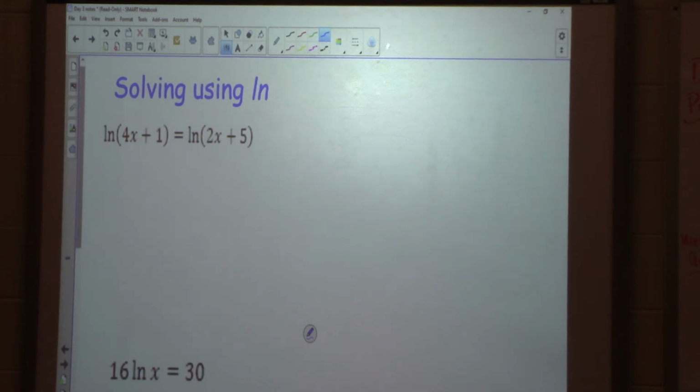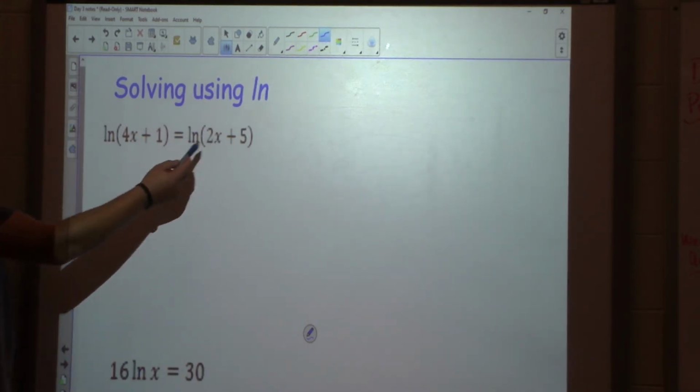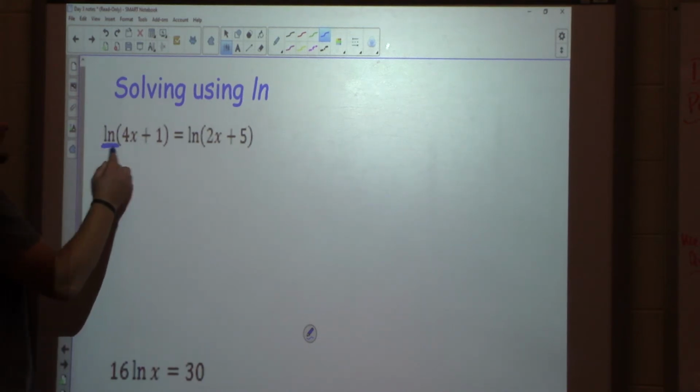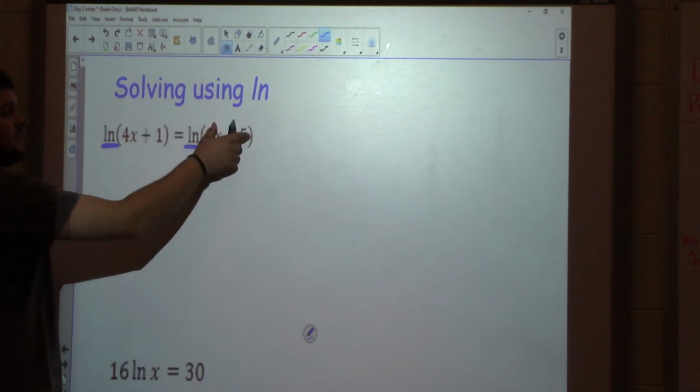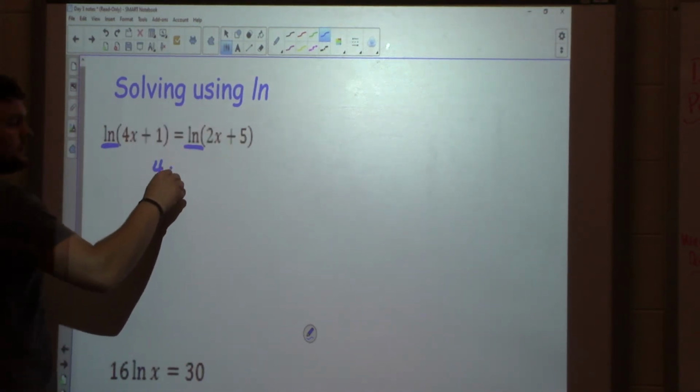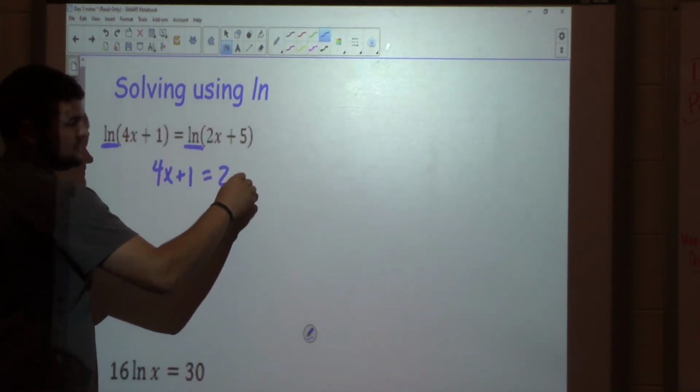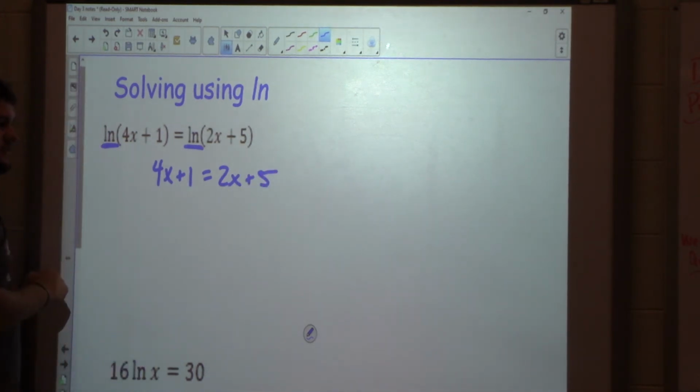So what equal to each other? Yeah, 4x plus 1 and 2x plus 5, right? Same as yesterday. We have the same base here. They both have natural log, so both of these pieces need to equal each other as well. 4x plus 1 equals 2x plus 5.